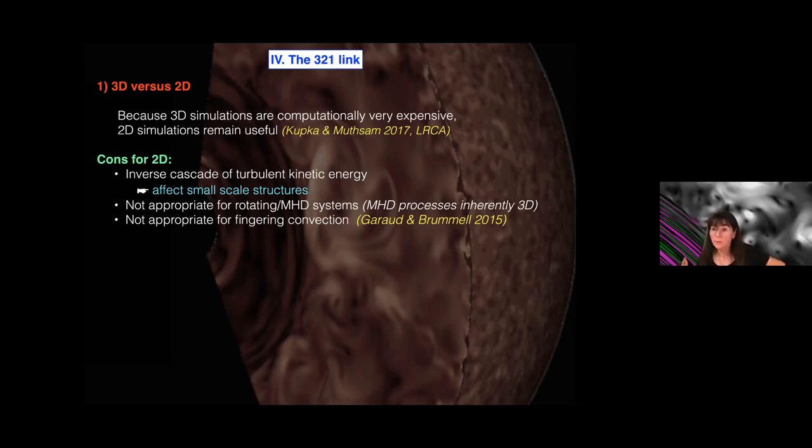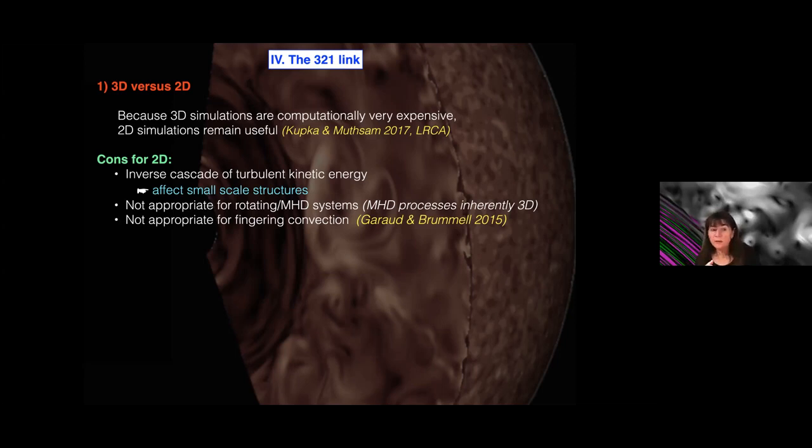And there is a nice discussion about that in the review by Kupka and Muthsam in 2017 in Living Reviews in Computational Astrophysics. The con for 2D simulations is that if you have turbulence, 2D gives an inverse cascade of turbulent kinetic energy, which means that the dissipation goes from small scales to large scales. So it's inverse compared to the real 3D cascade of dissipation of energy, which means that the description of small scale structure in 2D will be different from 3D.